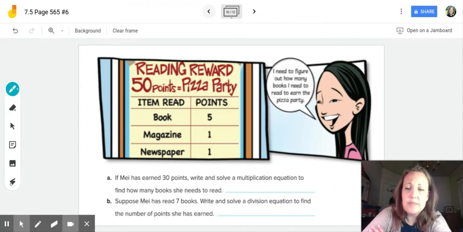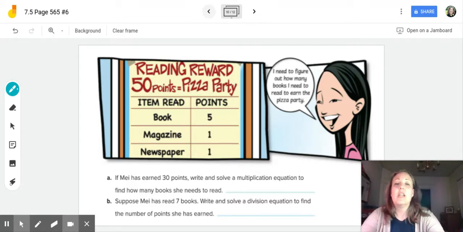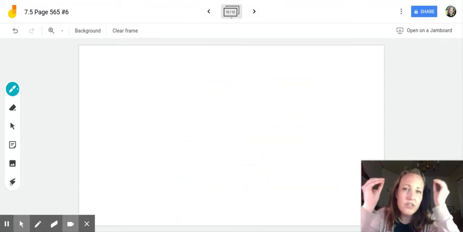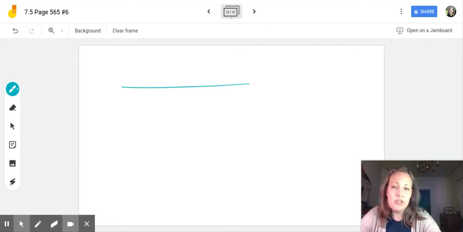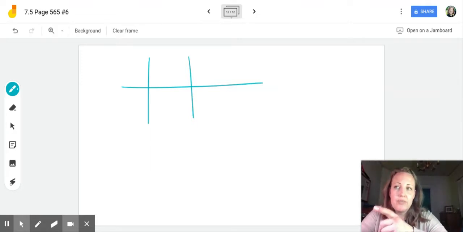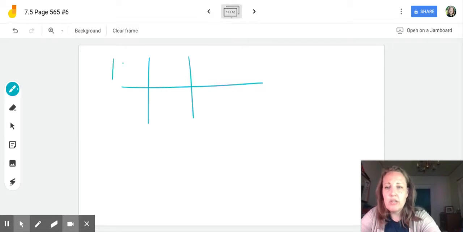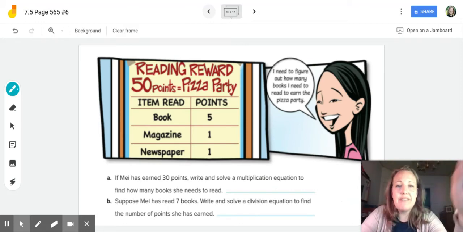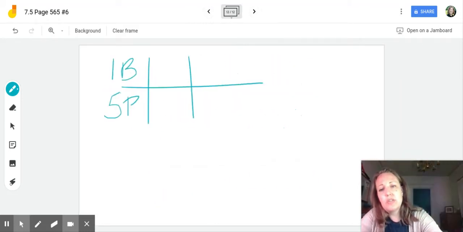The next question says, suppose May has already read 7 books. Write and solve a division equation to find the number of points she has earned. Now, I'm going to depart a little bit from what I think the book wants you to do, and I'm going to take your brain back to something we did at the beginning of the year that I think you understand really well, and that's a ratio. We know for every 1 book that May reads, she earns 5 points. Okay. And then in this question, what does it say? Suppose May has read 7 books. Okay, watch. So we're just going to put this 7 here.